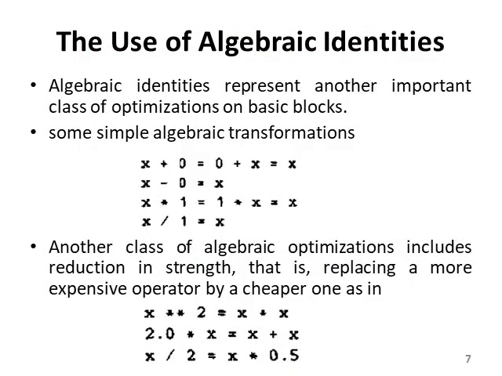Now the next one is the use of algebraic identities. As I told you, these are very simple local operations where you replace a high strength operator with a low strength operator, and it provides the same result at good speed. That means this optimization benefits us. Some of these optimizations are readily identified, such as x plus 0 equals 0 plus x, and you can simply write x in place of that, x minus 0 equals x.